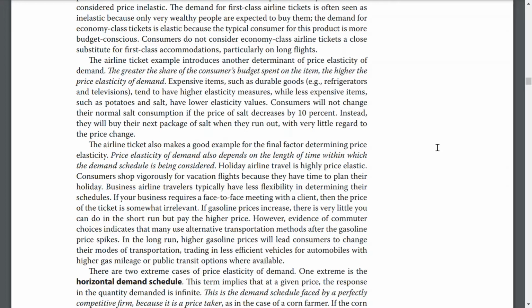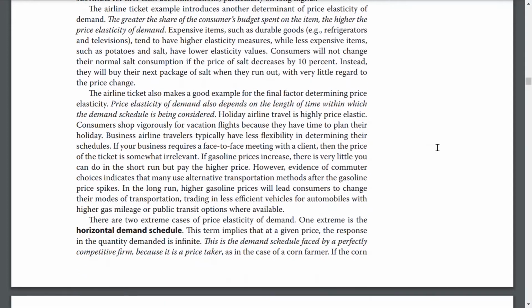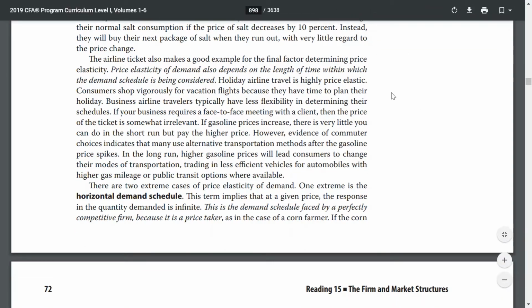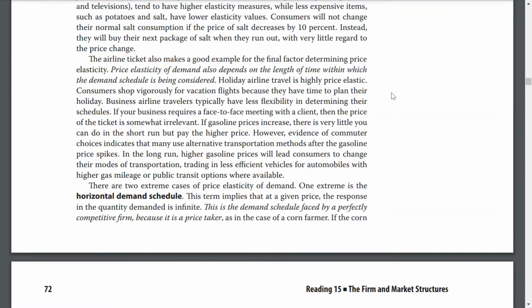Expensive items such as durable goods, e.g. refrigerators and televisions, tend to have higher elasticity measures, while less expensive items such as salt do not. Consumers do not react to changes in the price of salt. Instead, they will buy their next package of salt when they run out, with very little regard to price changes. The airline tickets also make a good example of the final factor determining price elasticity.